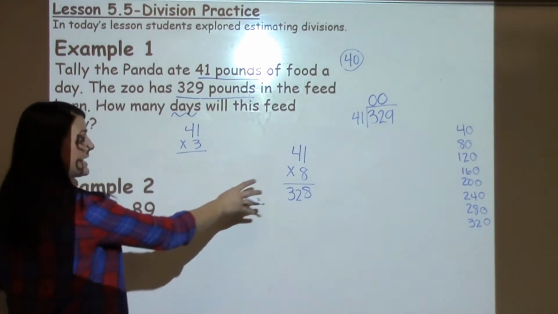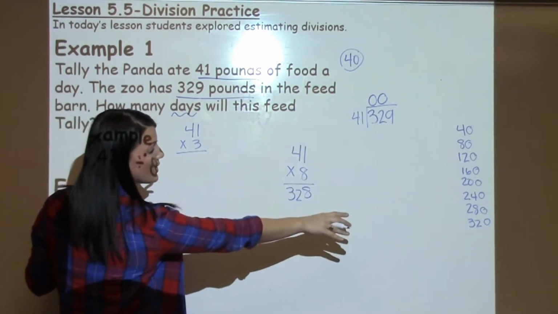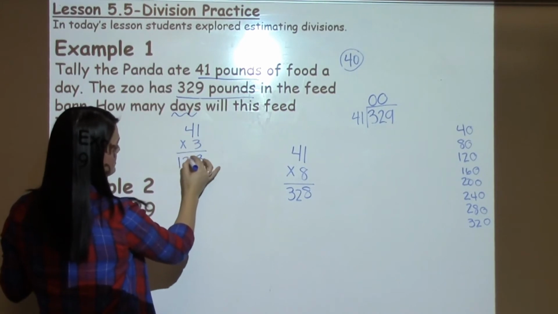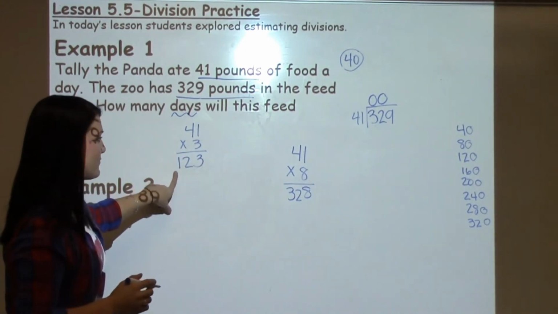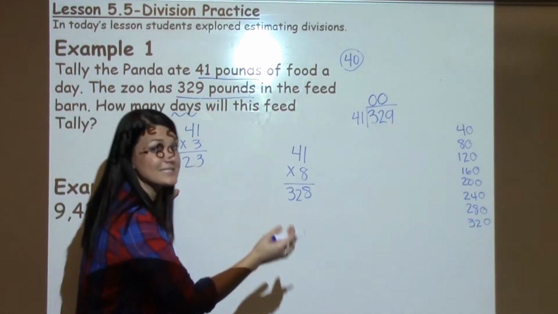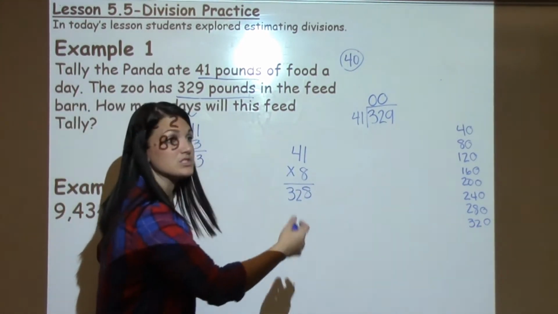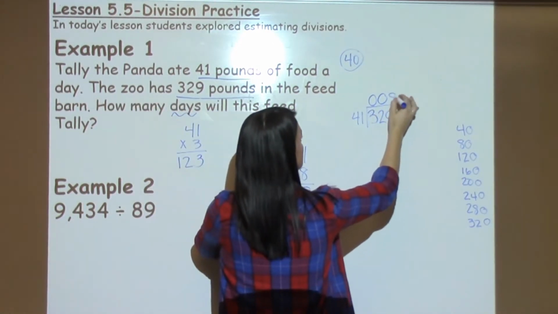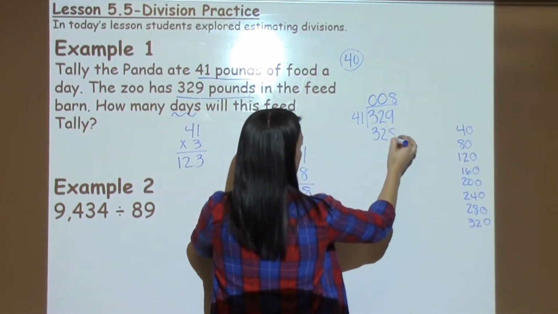But if your student does not see this and does not want to use that strategy, they could guess and check until they're able to get close enough. They're going to see that 41 times 3 is way too low. So maybe then they jump up to 6. Then they know that they need to get closer and closer. And eventually they will get to the 41 times 8, which gets me my best answer.